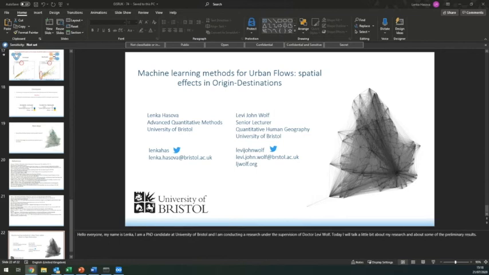So there's a question there. Thank you for your presentation. And what are the important features that predict the spatial interaction in your study?